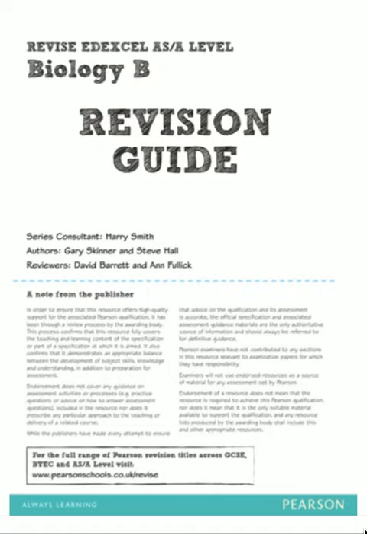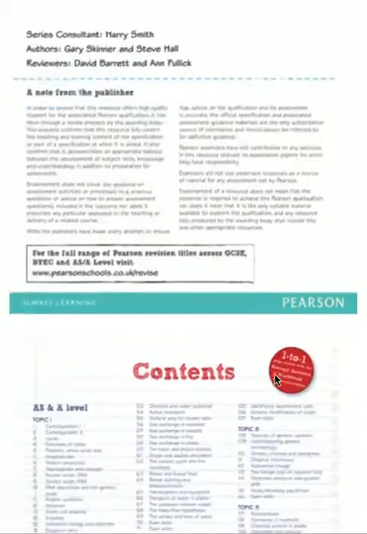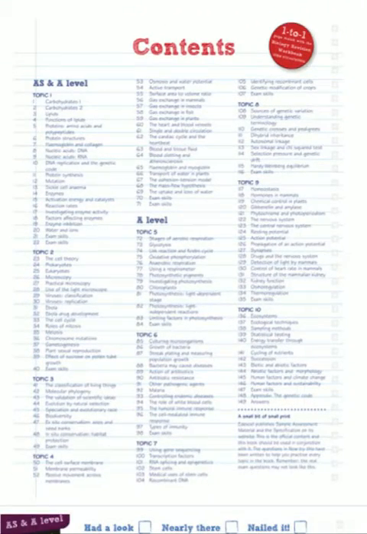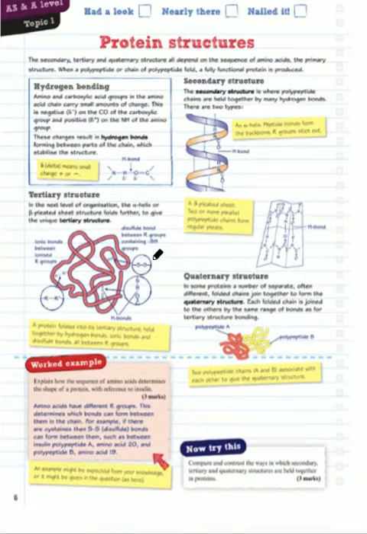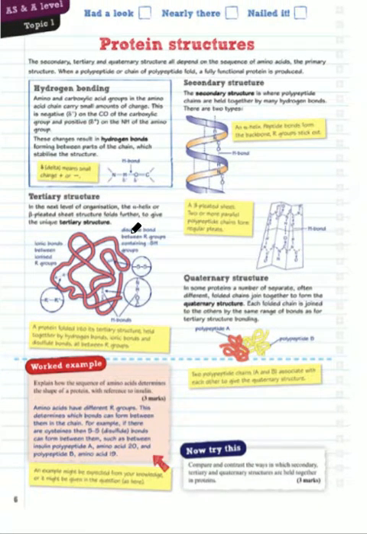Doing Edexcel A-level Biology B, and we plan to cover protein structures in under 5 minutes. Okay, let's start. So, protein structures. The secondary, tertiary, and quaternary structure all depend on the sequence of amino acids, the so-called primary structure. When a polypeptide or chain of polypeptides folds, a functional protein is produced.